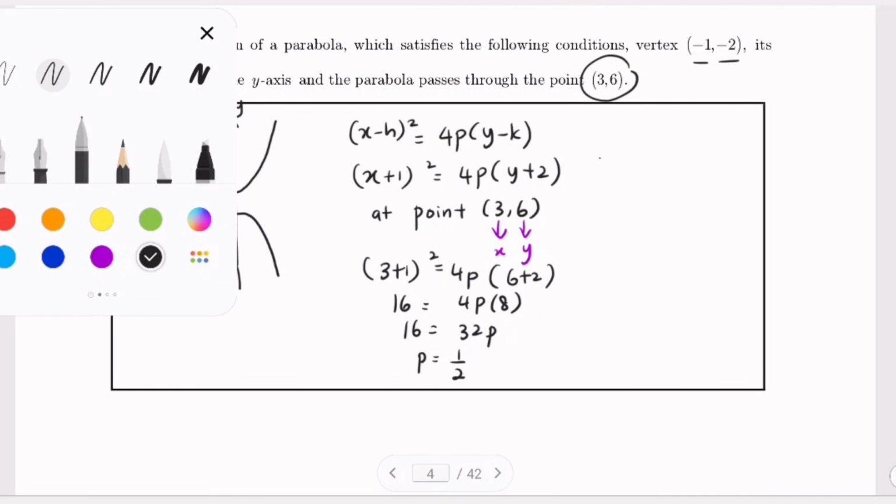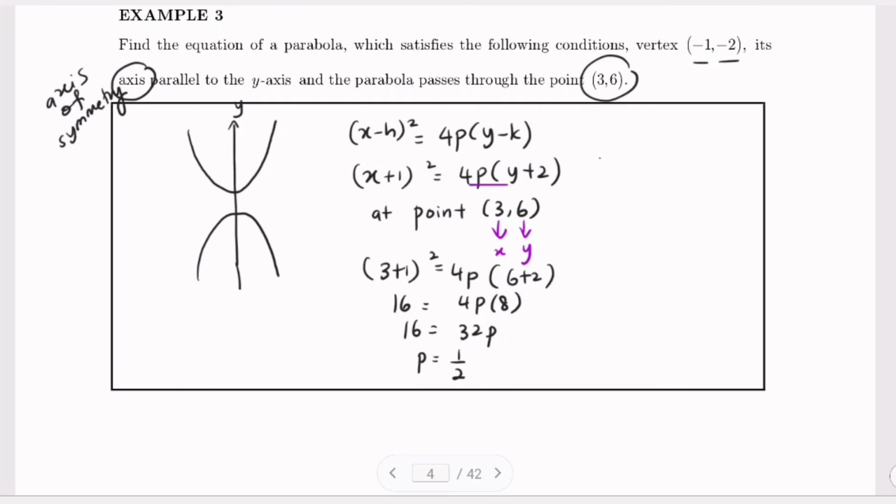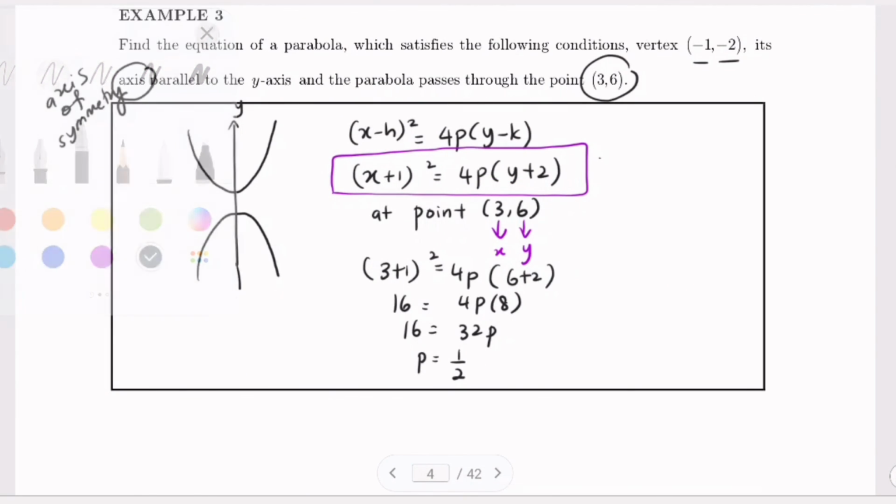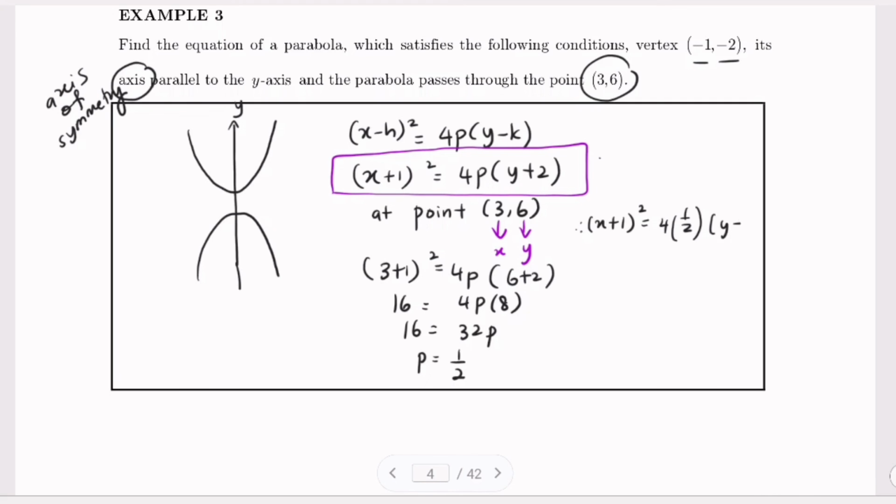So what should we do with the value of p? We're going to substitute back into this formula. Alright. So basically we get (x plus 1) squared equals 4 times p, which is 1 over 2, times (y plus 2). So finally we get the equation (x plus 1) squared equals 2 times (y plus 2).